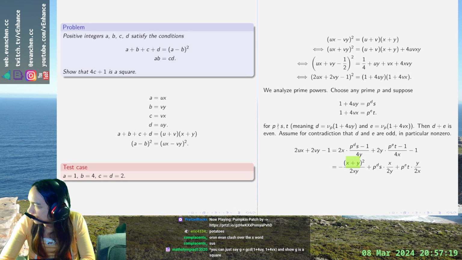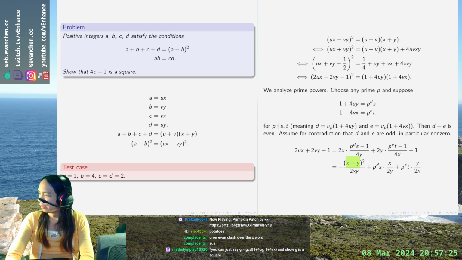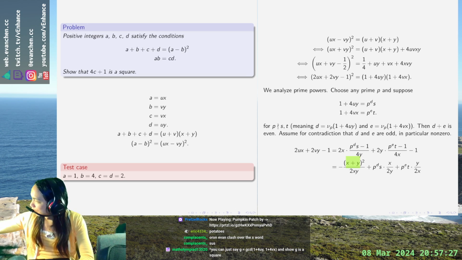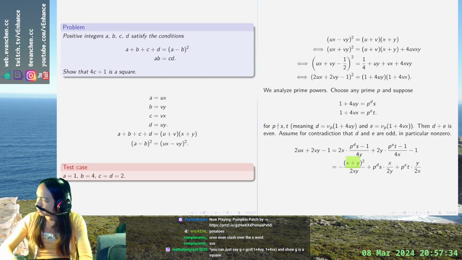So all of S, X, Y, and whatever are non-divisible by... I feel like I'm worried about this case where D and E are equal to each other, in which case... I don't know what's going on actually. So if D and E are odd and different, then I actually do get a contradiction right away.